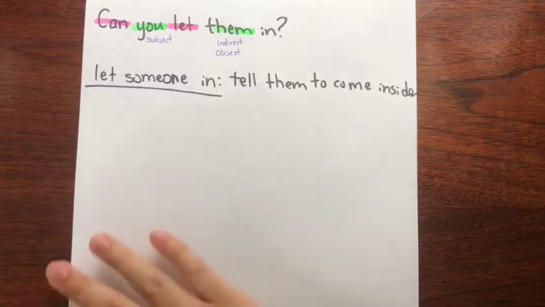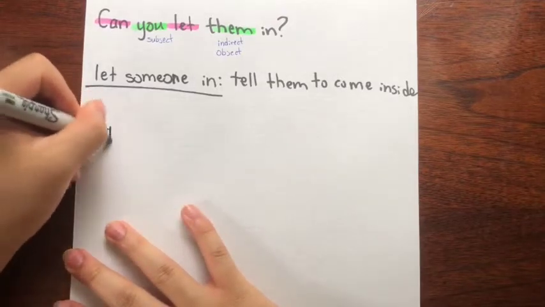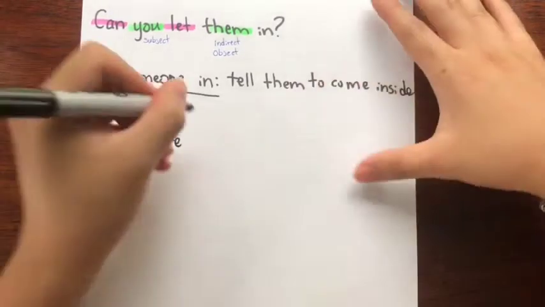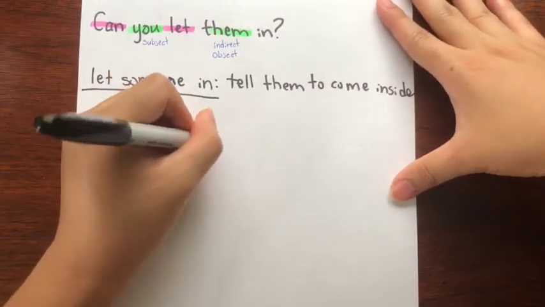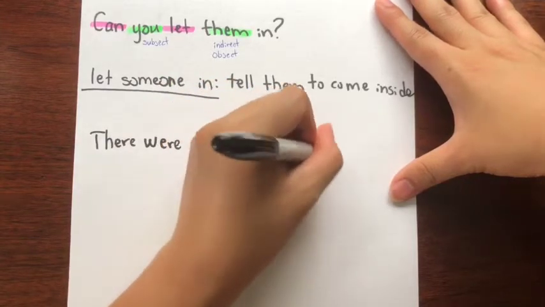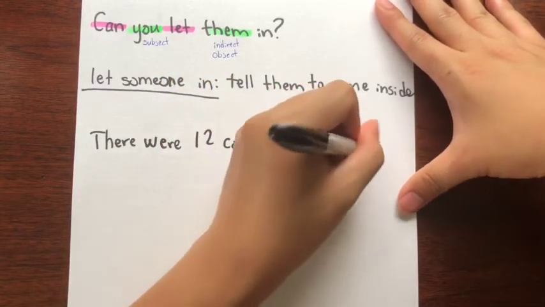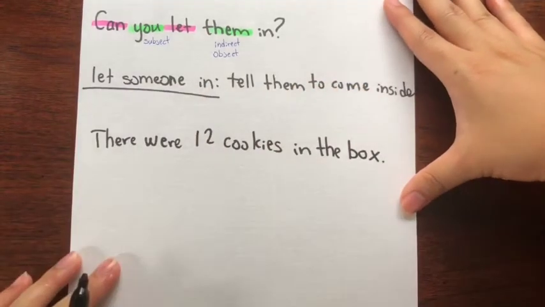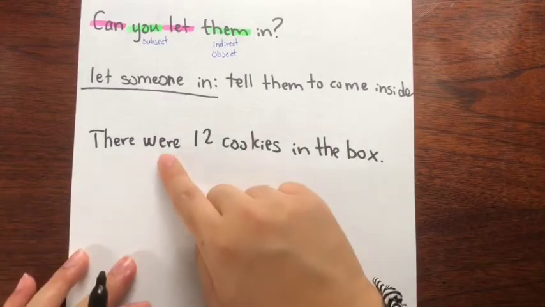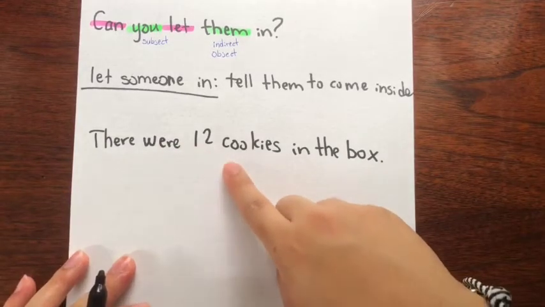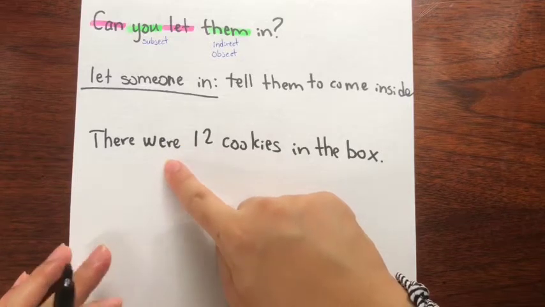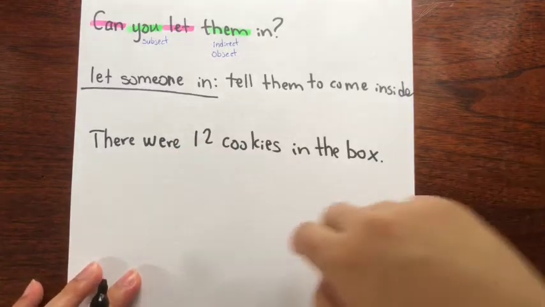So let's do another one. There were 12 cookies in the box. So we use were because we have more than one. We have 12. And because we use were, we know this is in the past tense. There were 12 cookies in the box.